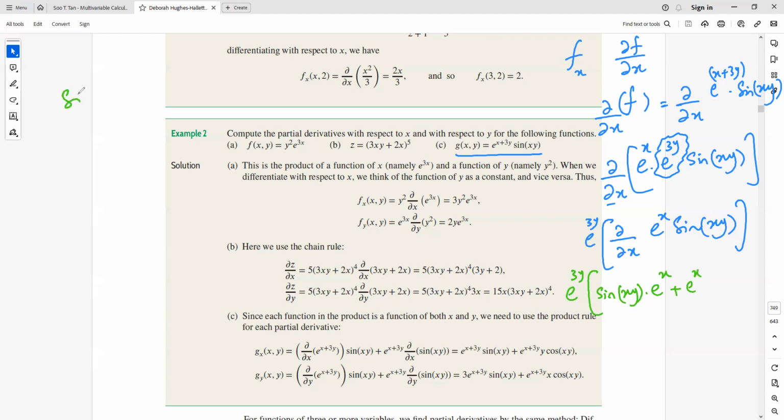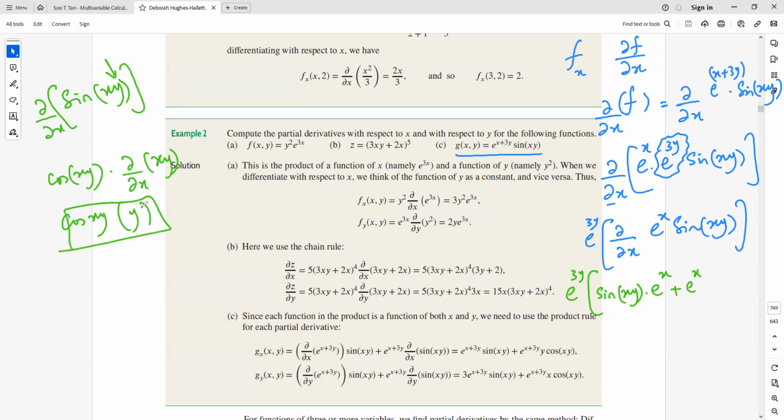Now, the derivative of sine xy with respect to x: just consider y the constant, so it will be cosine xy times the derivative of the angle. Since y is constant, we are only left with the constant. So it's y cosine xy. So this is the derivative of the function with respect to x.